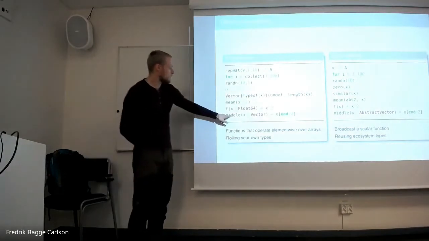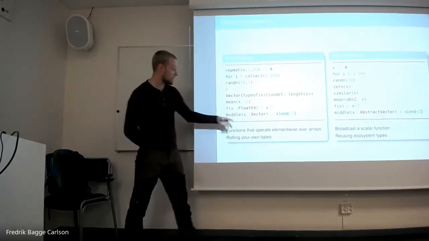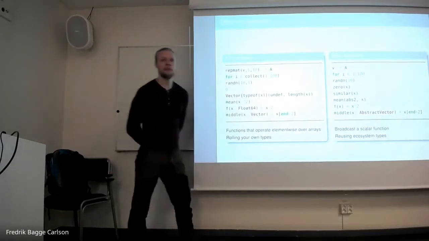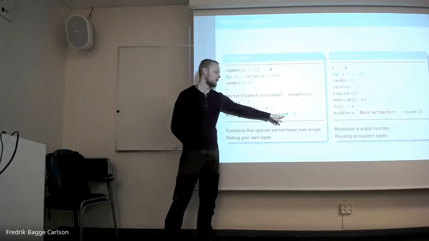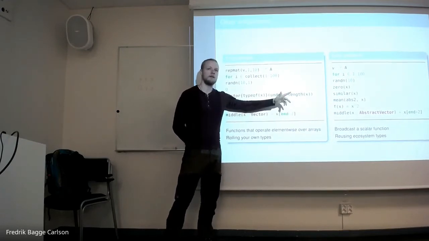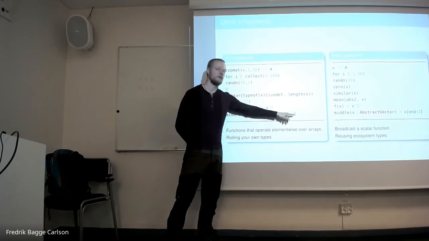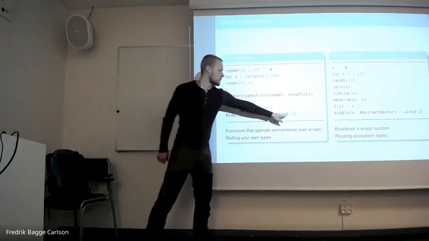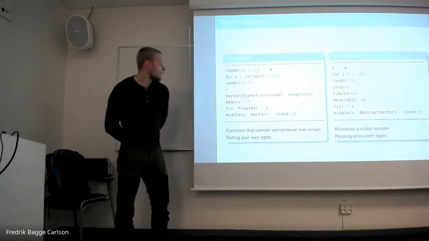Here I said middle of x, which is a vector. It takes the middle element. Here's a nice thing: you can do arithmetic with the end keyword. So you can take stuff like a max or minimum of end and some value. And here I take n divided by 2, integer division. All right.